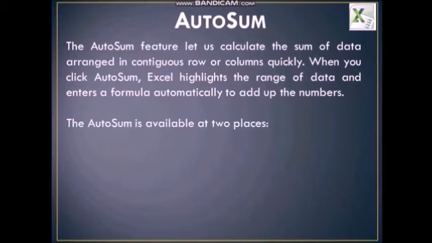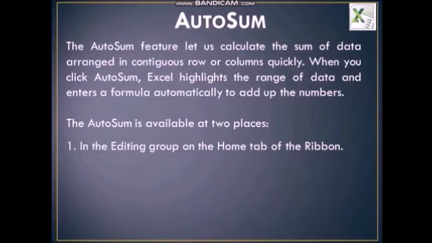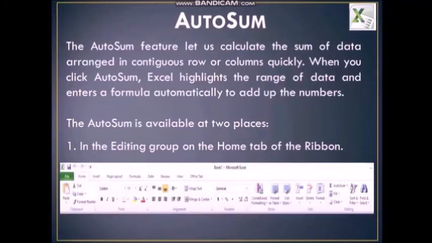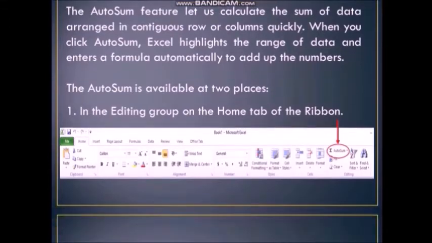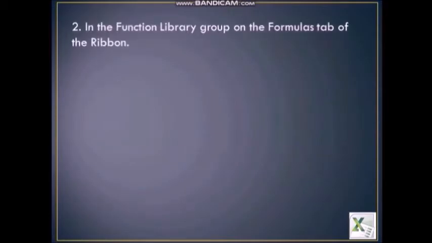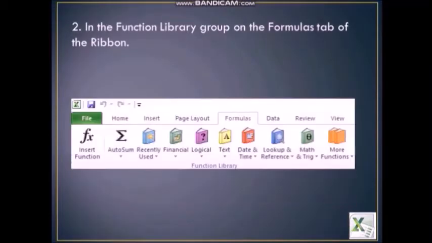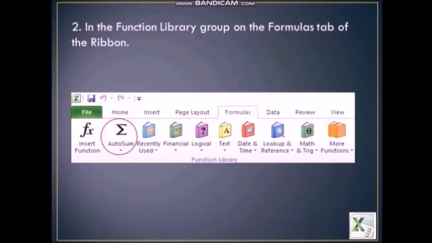So it is available in two places. The first one is in the editing group on the home tab of the ribbon, as you can see with the red circle, AutoSum is there on the right hand side. And the next place is in the function library group on the formulas tab of the ribbon. So in the formulas tab, function library group on the left side with the circle, you can see that the AutoSum is there. So in these two places the AutoSum is available.